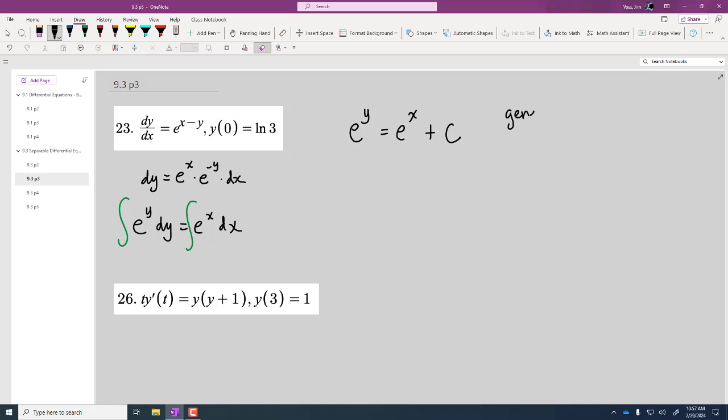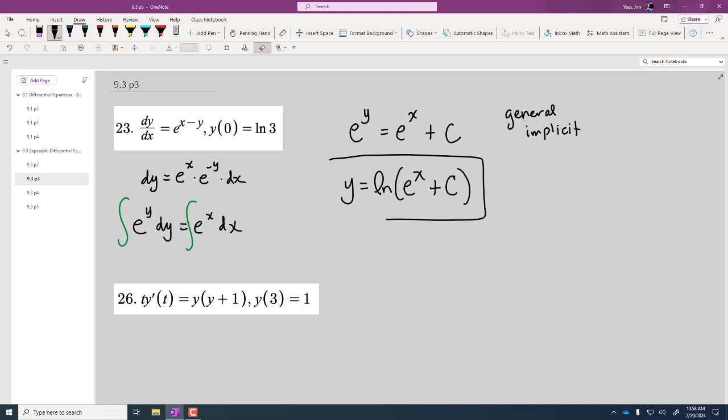So that is general and implicit. We're always going to be asked to find the explicit solution if we can. What are we going to do to both sides here? Take the natural log of both sides. Can we do anything? Can we simplify the right-hand side? No. It's already simplified. We can't distribute a log across the summation. So that's it. That is our general explicit solution. General and explicit.